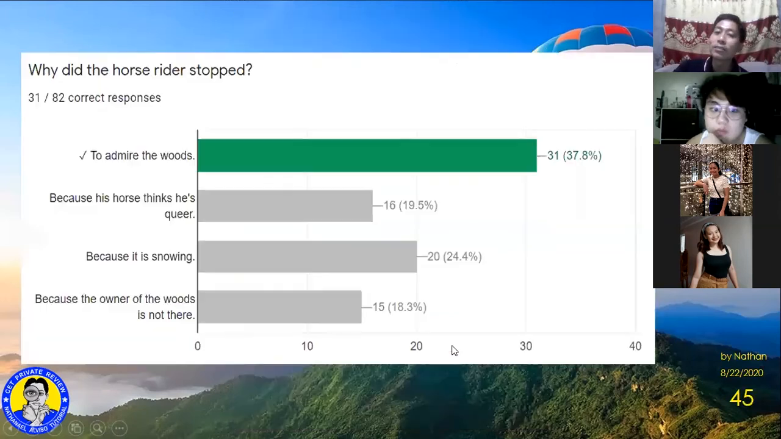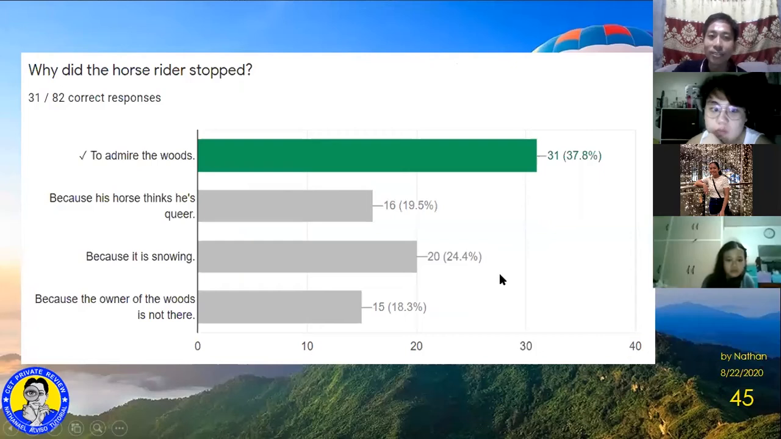Now let's go to the questions. Why did the horse rider stop? Because he wants to admire the woods. So that's letter A. Okay.